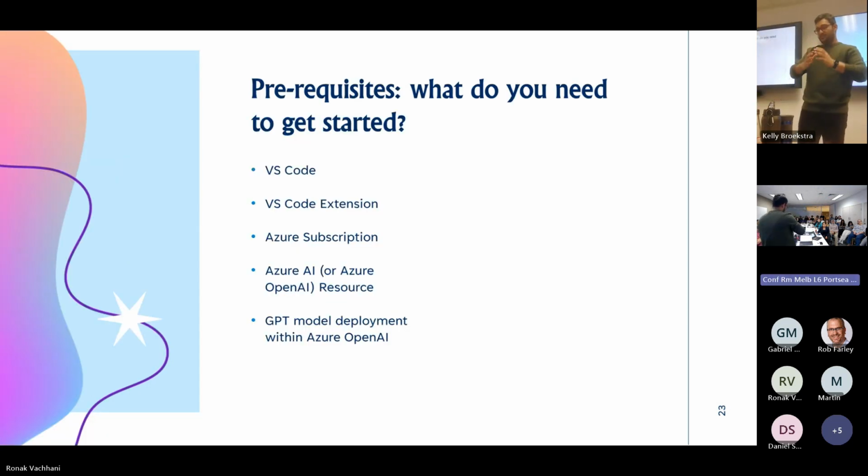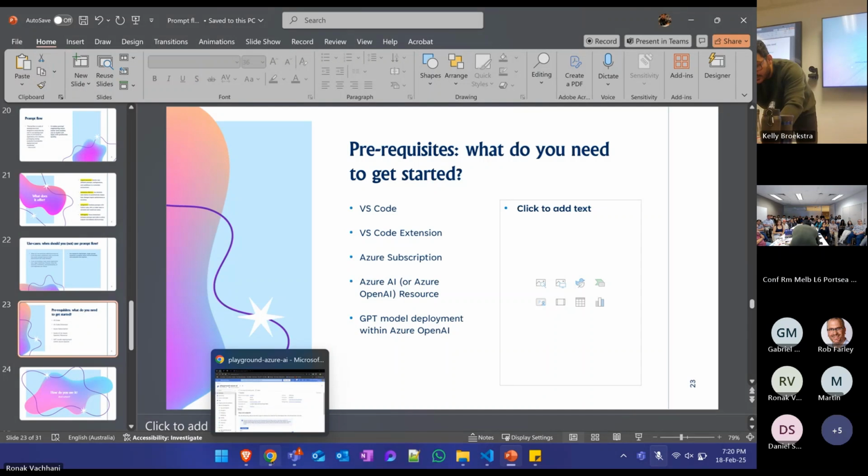What do you need to do this? So you need VS Code. You need the VS Code extension for PromptFlow. You need an Azure subscription. You need Azure AI or Azure OpenAI resource within that subscription. And you need a GPT model or any model deployment within your Azure AI. So I'll just show you what I have here.